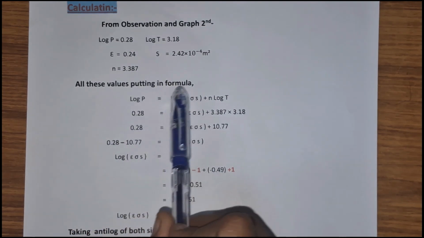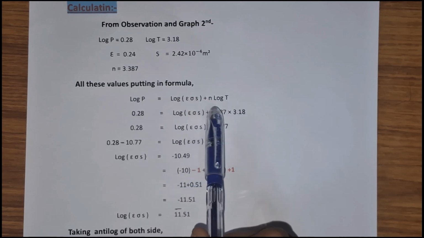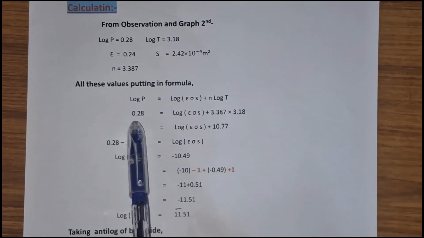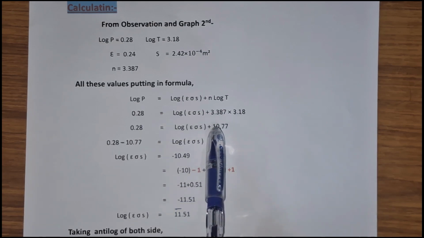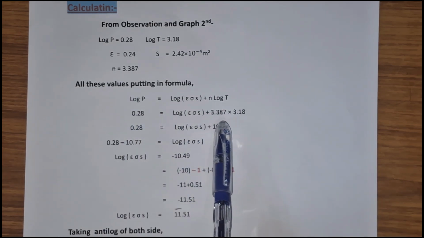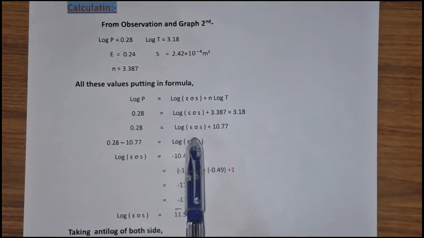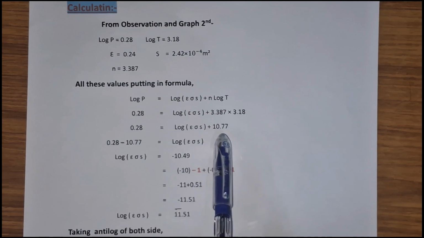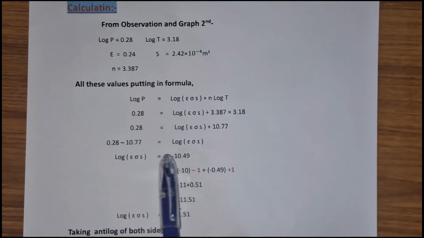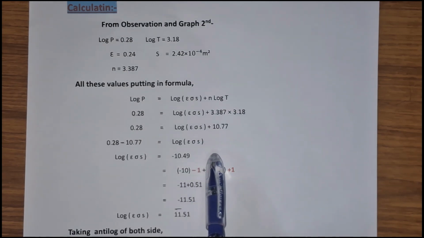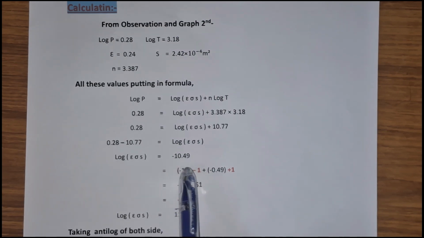All these values put in the formula, log P equals log epsilon sigma S plus N log T. The value of log P is 0.28, equal to log epsilon sigma S plus the value of N, 3.387, into 3.18. So 0.28 is equal to log epsilon sigma S plus 10.77. Then 0.28 minus 10.77 is equal to log epsilon sigma S. Log epsilon sigma S is equal to minus 10.49.